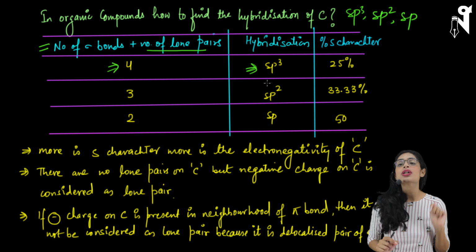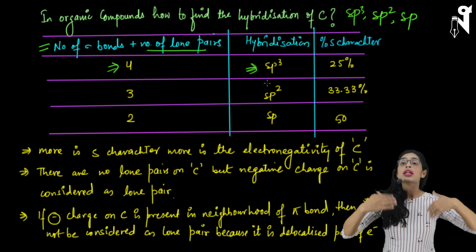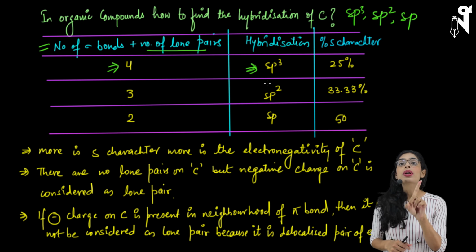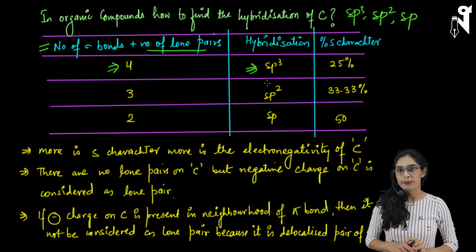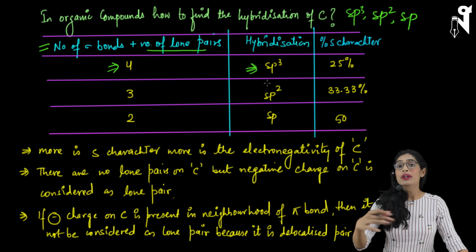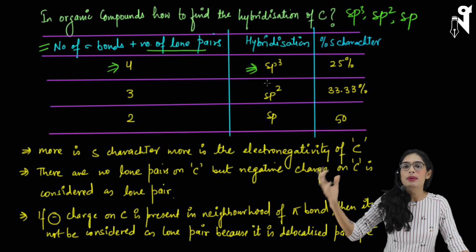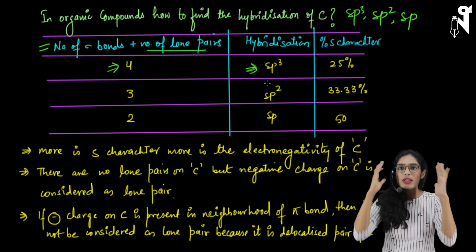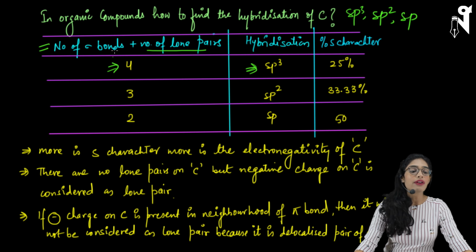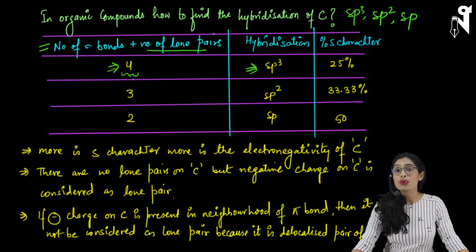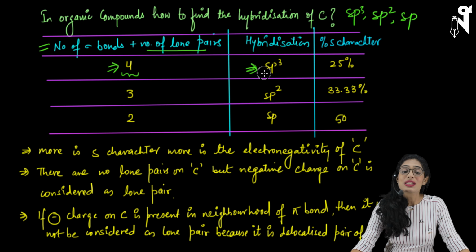So that is the reason why we are trying to understand the percentage s character over here. The more the percentage s character for any carbon, the more electronegative that carbon would be. If you have not understood it right now, you will get a lot of chances, and multiple times we'll be using it, and slowly it will all set in your mind. So let's first understand the formula and how to implement it. If the number of sigma bonds plus lone pairs gives you the answer 4, then the hybridization is going to be sp3.